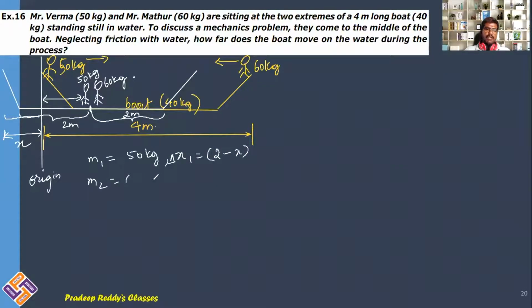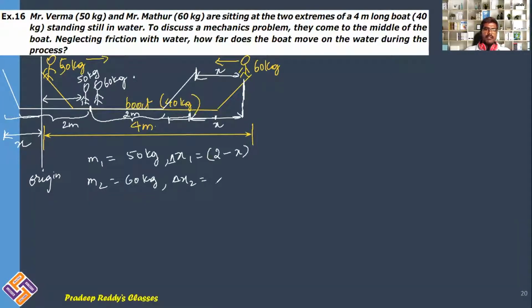m2 is equal to 60 kg, and delta x2, the displacement of the second person from the origin, you should now calculate. So actually the displacement of the second person is this x length, right? Initially he is at this position, and from this position the boat has come to the new position, which is x, and now the person is here, and this length is 2 meters. From here to here it is 2 meters, plus this length x.